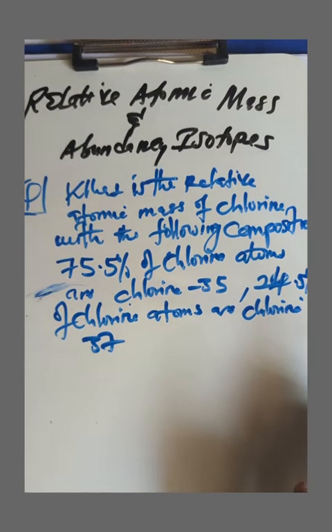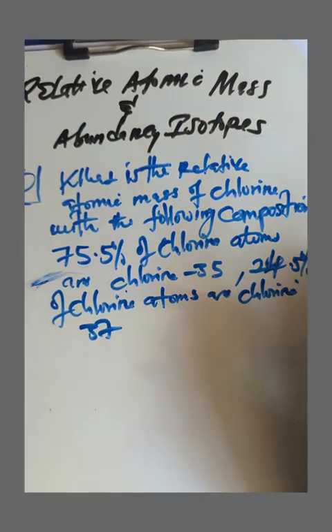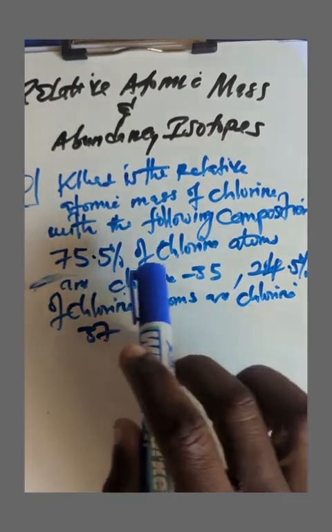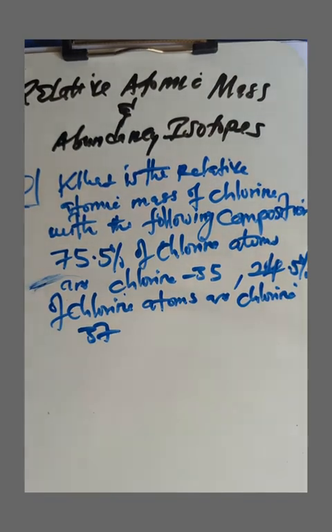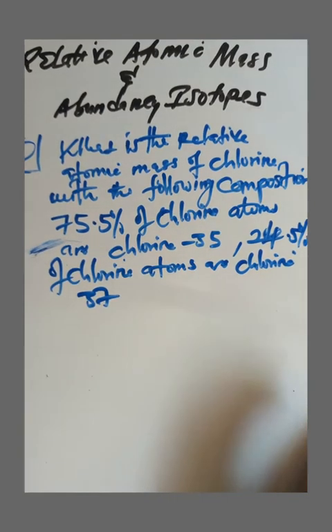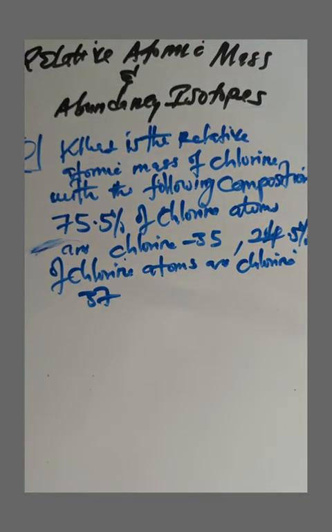Okay, so let's answer this question for you to understand this topic very well. What is the relative atomic mass of chlorine with the following composition? 75.5% of chlorine atoms are chlorine 35, and 24.5% of chlorine atoms are chlorine 37. So make sure you have a script where we'll be writing questions for you to revise after the video. Of course, you can come and watch the video again to understand better. So let's dive into the solution.